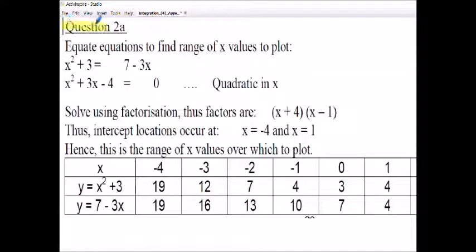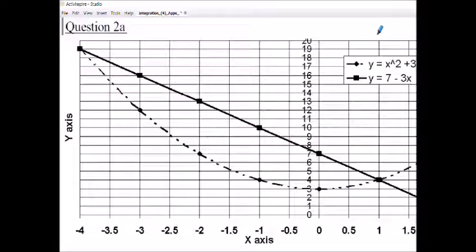Okay, full solution to question 2a is shown here. Again, the evaluation of the limits is as before in question 1a, just different functions we've used this time. Question 2a continued. This is a graph of the two functions.